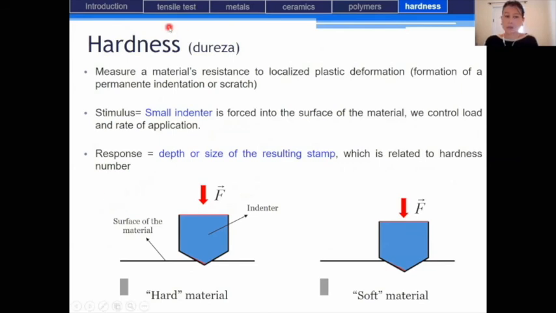Okay, now let's introduce another test that can be performed on materials, which is the measurement of hardness. So hardness measures a material's resistance to localized plastic deformation, which is the formation of a permanent indentation or scratch. In that case, the stimulus applied to the material is a small indenter, which is forced into the surface of the material, as you can see.